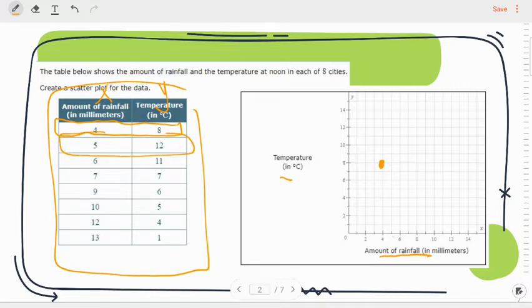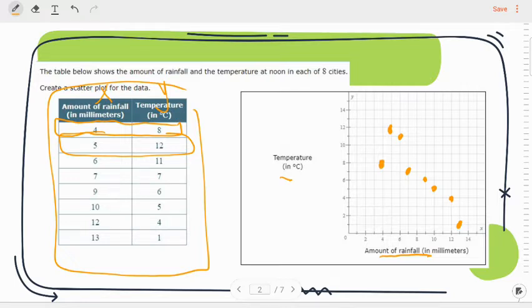So 5, 12, plot a point. 6, 11, it's down a little bit. 7, 7 is right here. 9, 6. 10, 5. 12, 4. And 13, 1. Okay, so here's my scatter plot.